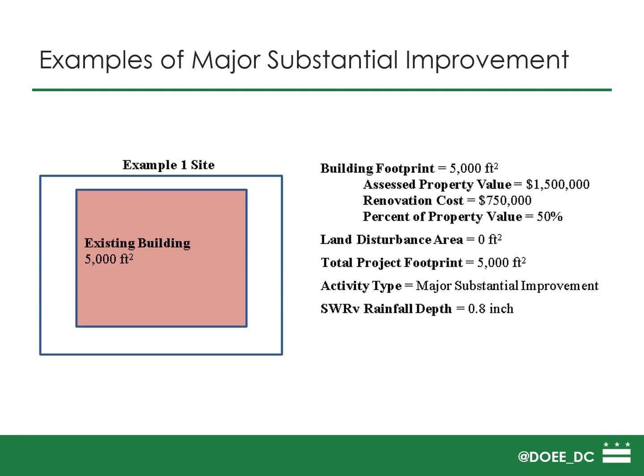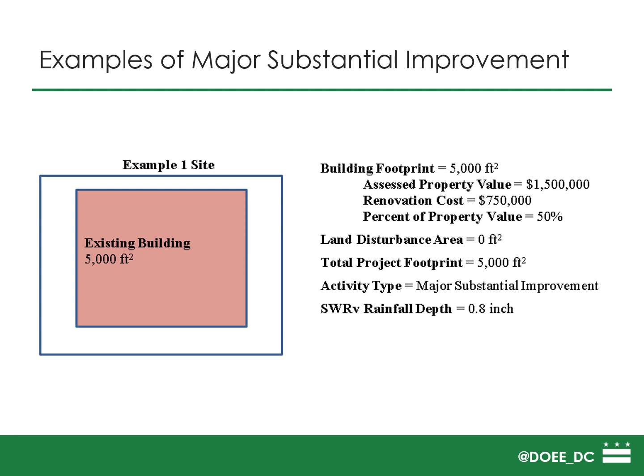This first example is a simple one that is a major substantial improvement. The example site shown here is just an existing building, 5,000 square foot footprint. The assessed property value is 1.5 million, and the renovation cost is 750,000. So the proposed renovation is 50% of the assessed property value. So by that we know that it is a substantial improvement.